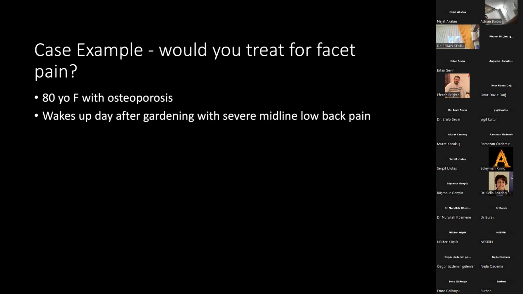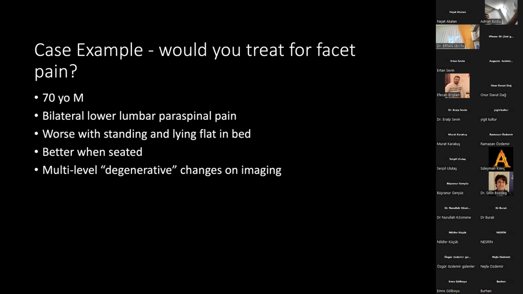If you have an 80-year-old woman that comes into your clinic, she has osteoporosis. She was doing a lot of gardening and never has had back pain before, and then wakes up with severe midline low back pain. Are you going to treat them for facet pain? The answer is no, right? She probably has a compression fracture until proven otherwise. But if you get a patient like this, who's a 70-year-old male, they have bilateral lower lumbar paraspinal pain, it's worse with standing, better when seated down, they have kind of generic degenerative changes on imaging, this is a good patient to do a medial branch block on.